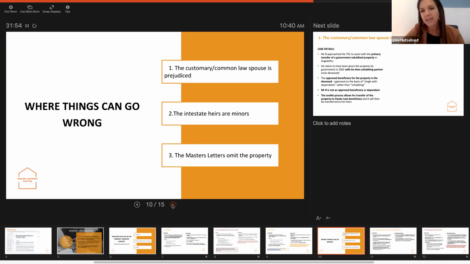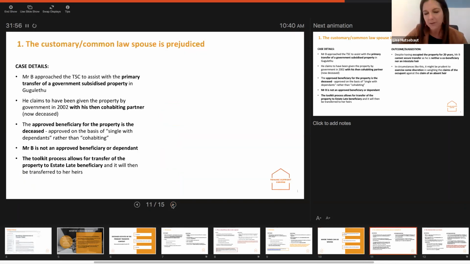So the first case is the customary or common law spouse. We've had quite a few of these. This particular client, Mr. B, came to see us with regards to the transfer of a subsidy property in Gugulethu. He tells us that he was given the property by, I think, the provincial government of the Western Cape, or it could even have been the city of Cape Town, probably the city of Tygerberg, with his then cohabiting partner.